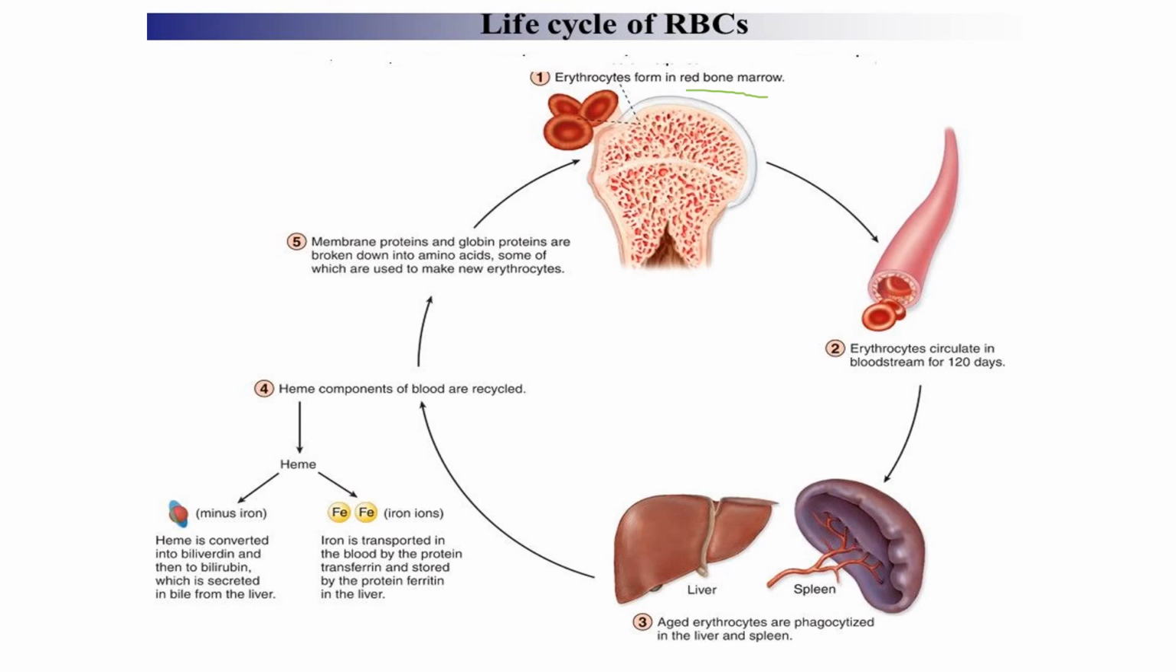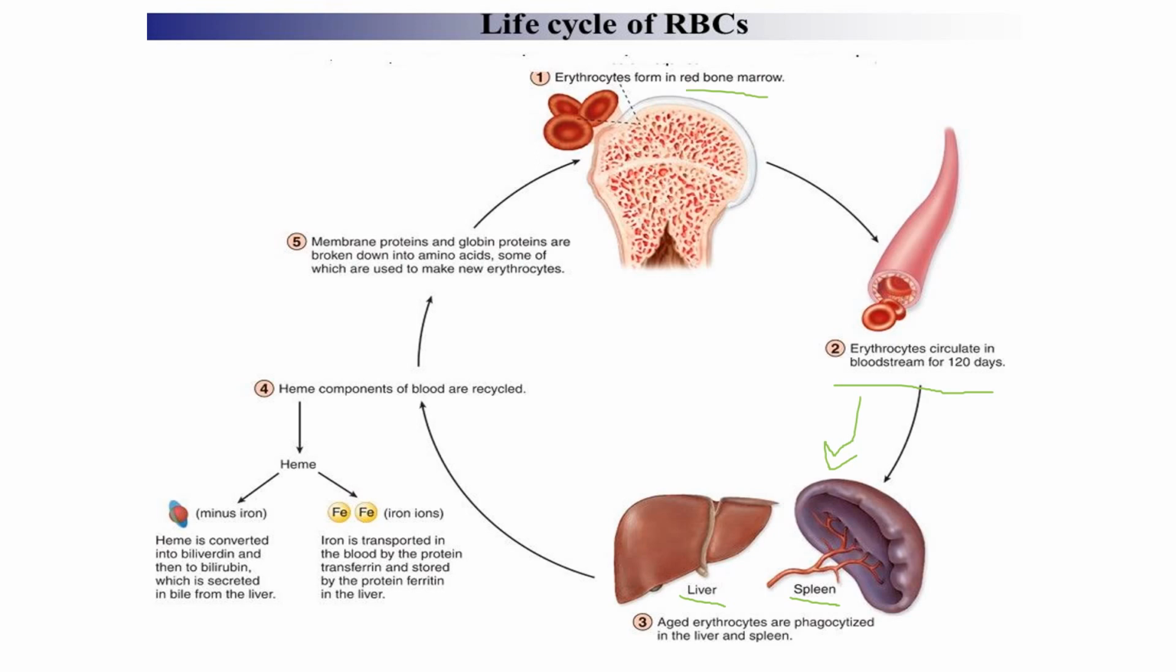Then it circulates within the bloodstream for about 120 days on average, or a range of 100 to 120. Once it has completed its 120-day life cycle, it is phagocytized in the liver and also destroyed within the spleen.